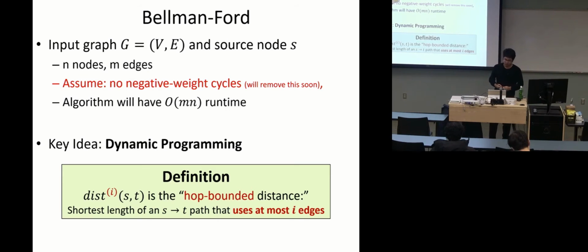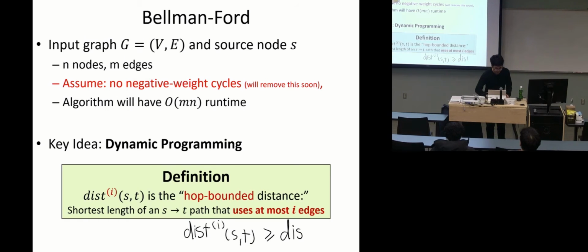Just to make it clear, you see that the hop-bounded distance for every ST is always going to be at least the real distance, right? Because you put more restriction into your notion of path that you allowed. So the bounded hop distance is at least the real distance. And it can be much more than that, much more than the real distance.